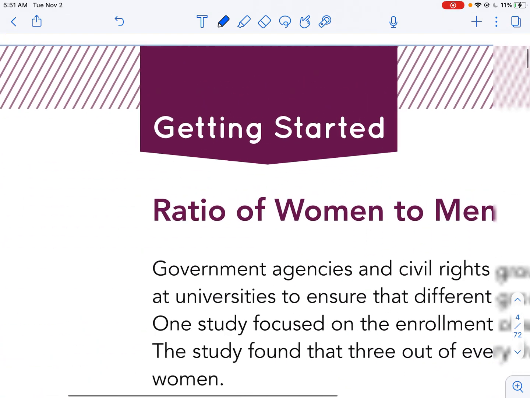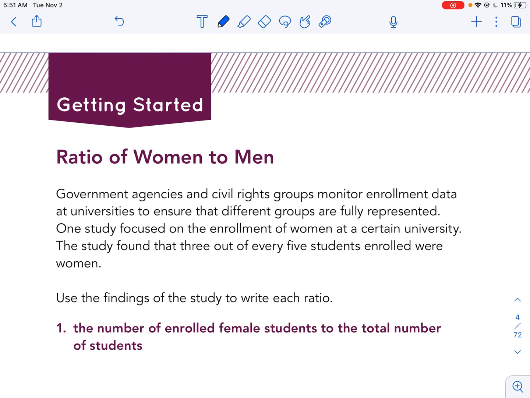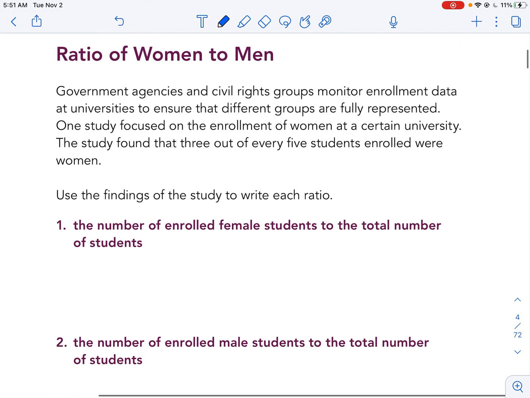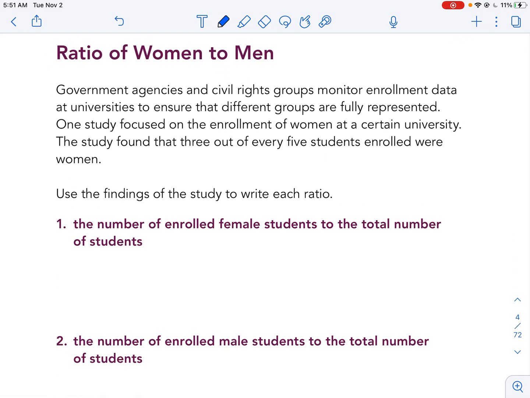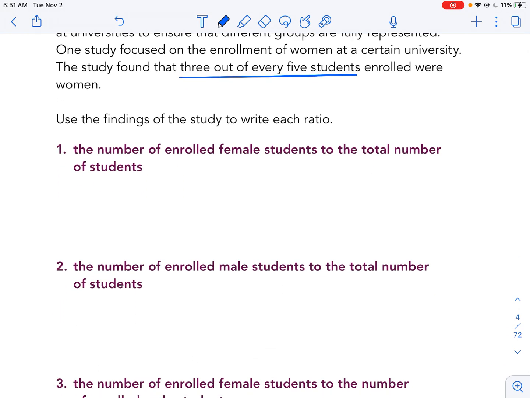Okay, so now look at the next page, getting started. Ratio of women to men. A government agency and a civil rights group monitor enrollment data at universities to ensure that the different groups are fully represented. One study focused on the enrollment of women at a certain university. The study found that 3 out of every 5 students enrolled were women. Okay, so that means 3 were women out of a total of 5 students.